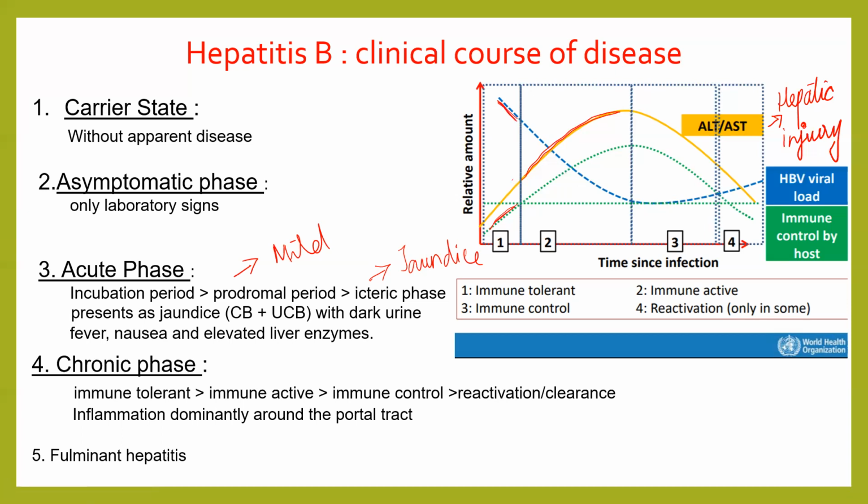But in cases of immunosuppression, we can have reactivation of the virus. So in the chronic phase, the inflammation is dominantly around the portal tract. If you look at histopathology, you would see a lot of inflammatory cells around the portal area. And hardly after this do we have the development of fulminant hepatitis, unless you go through a very immunosuppressive treatment or you are very sick.